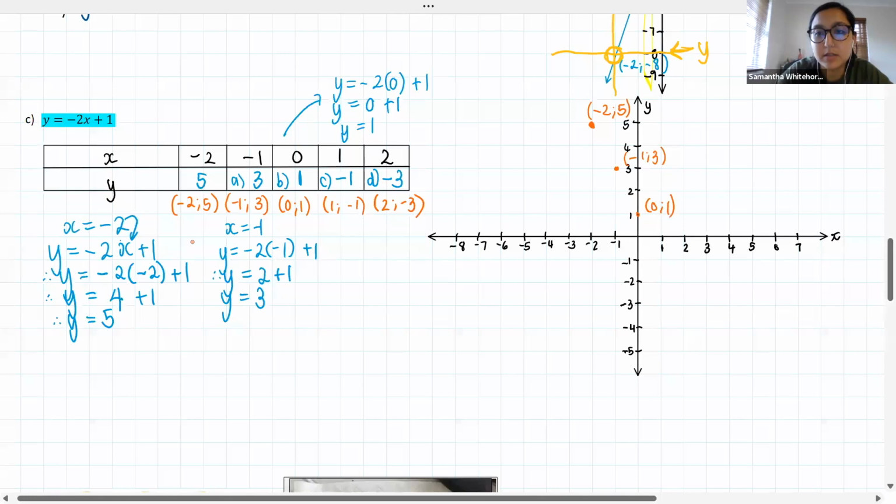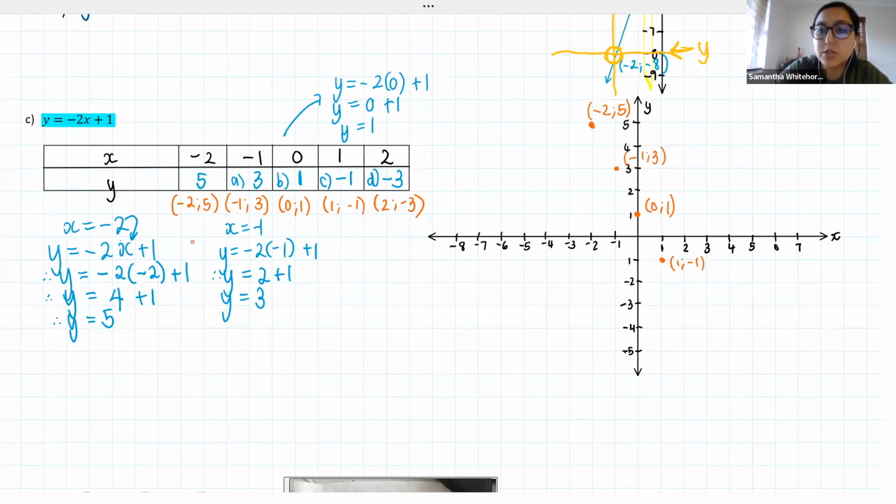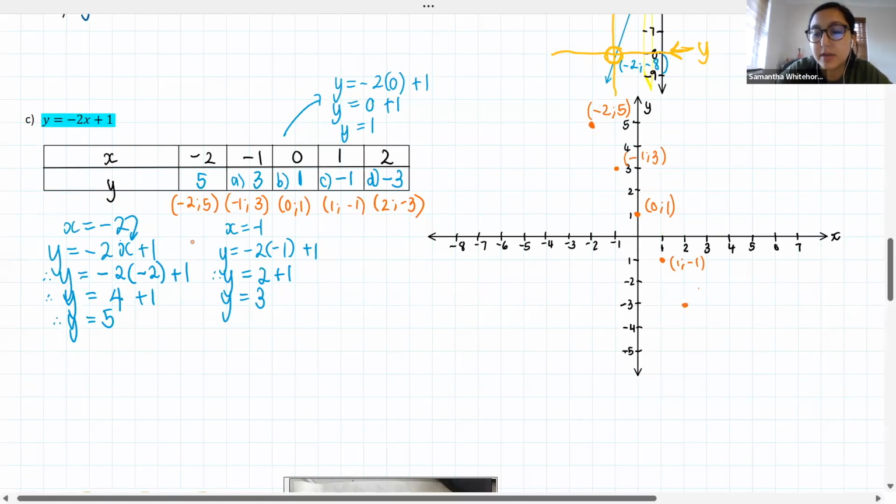Okay, apparently it's just going to disappear, so that's fine. Then we've got 1, -1. So here's 1 on the x, there's -1 on the y. Where they meet, plot our point. And our last point, 2, -3.